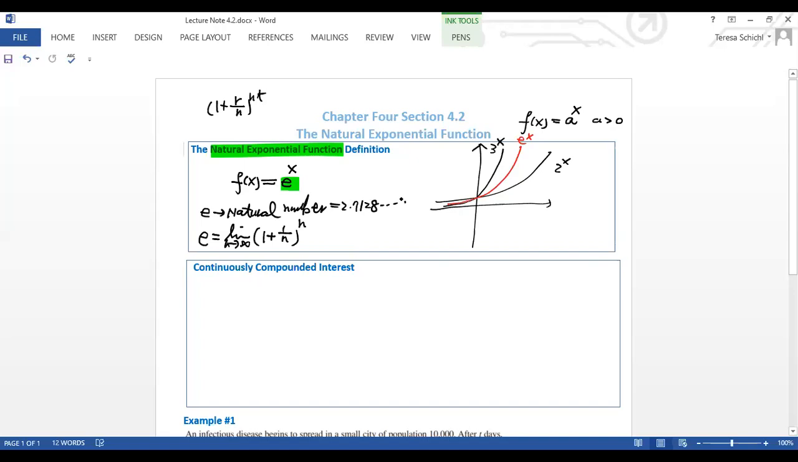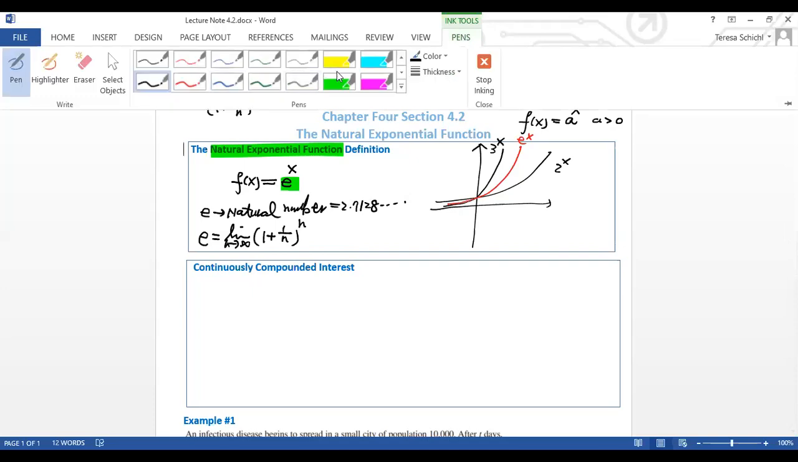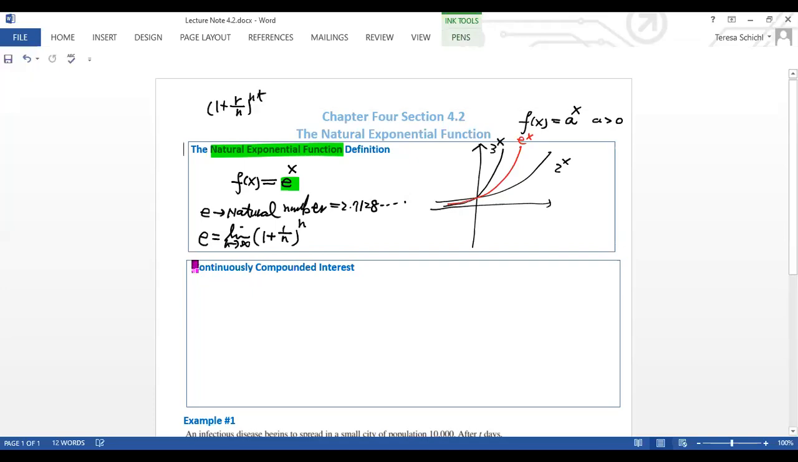Okay, and now let's take a look here. One of the applications is continuous compounding. Remember, this number was first investigated by the person named Bernoulli, right?